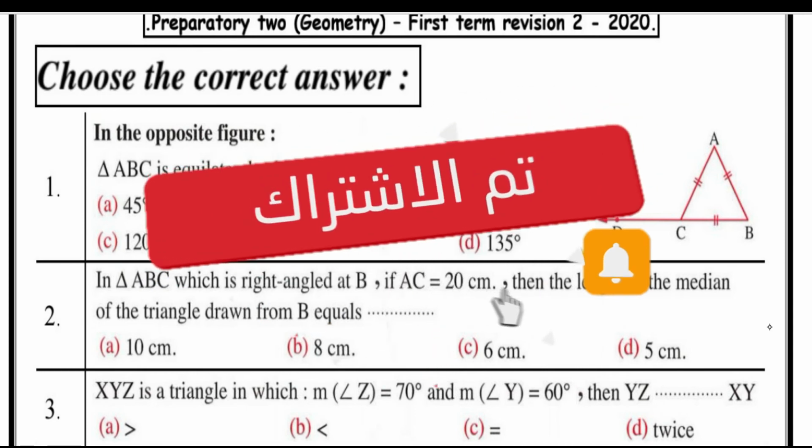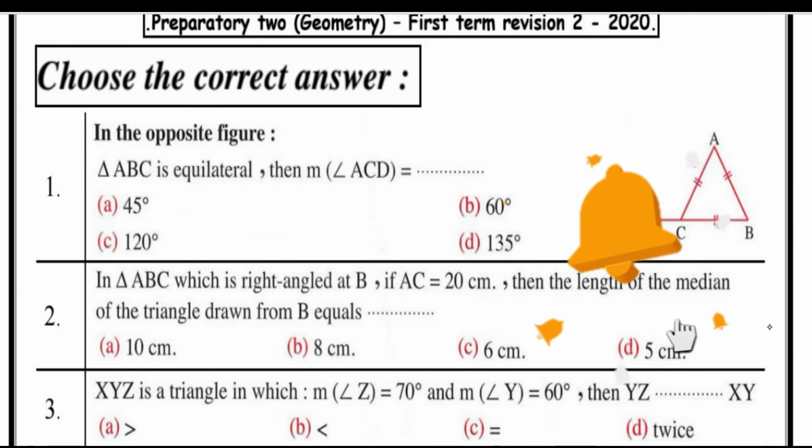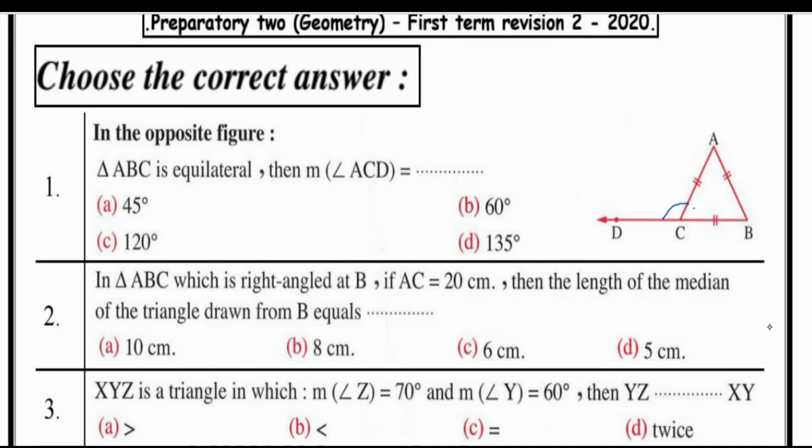In the opposite figure, ABC is an equilateral triangle. Then measure angle ACD, the exterior angle at the vertex of the equilateral triangle. Of course it is 120, because this one is 60 degrees, so the one next to it is 180 minus 60, 120 degrees.